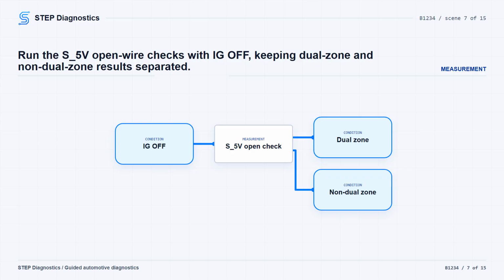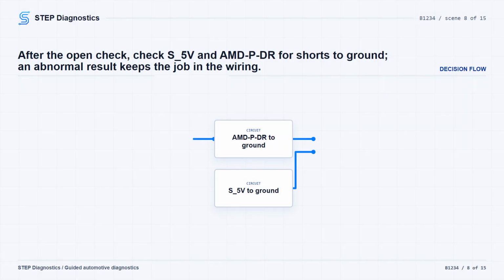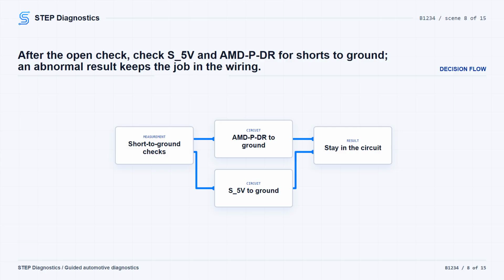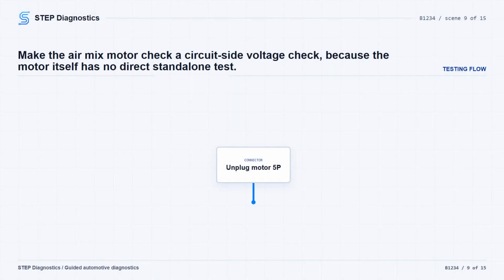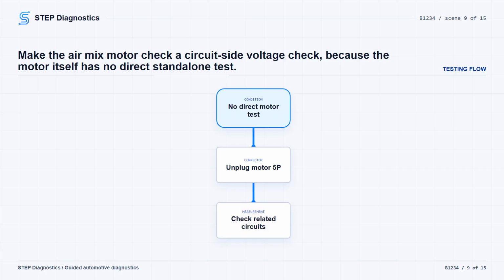After the open wire check, move into the short to ground checks. With IG mode off, the S5V circuit should be not shorted, and the AMD-P-DR circuit should be not shorted. If this circuit inspection is abnormal, keep the diagnosis in the circuit instead of jumping to a component. For the air mix control motor, there is no direct standalone test for the component itself, so the diagnosis is done through the related components and circuits.